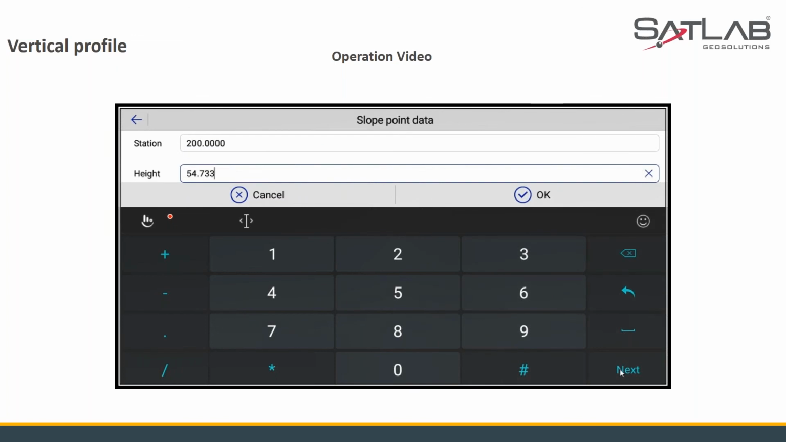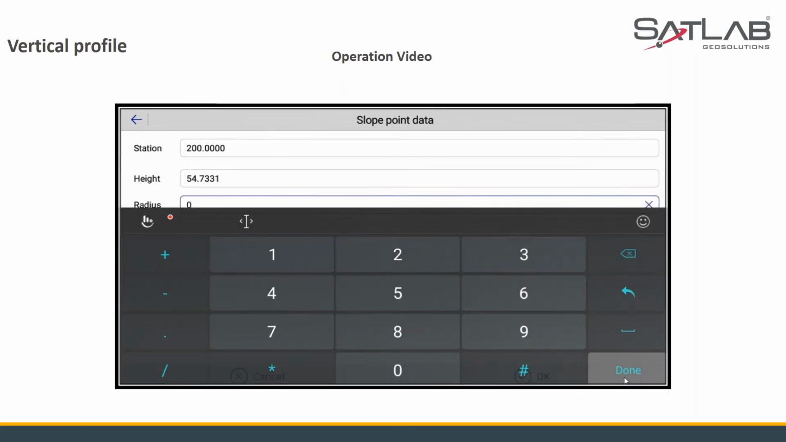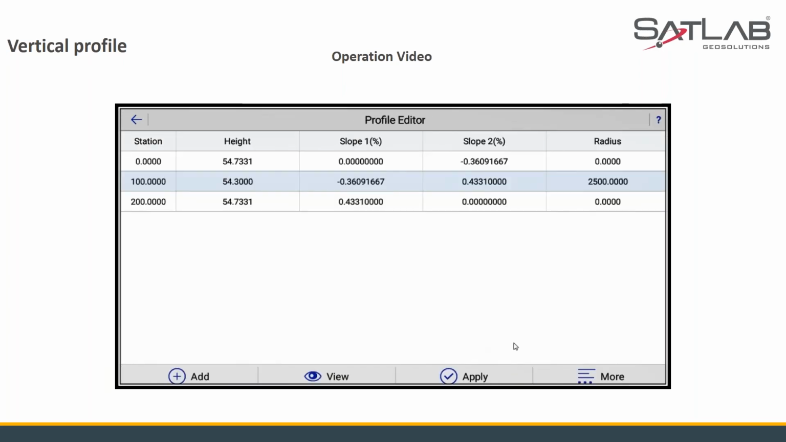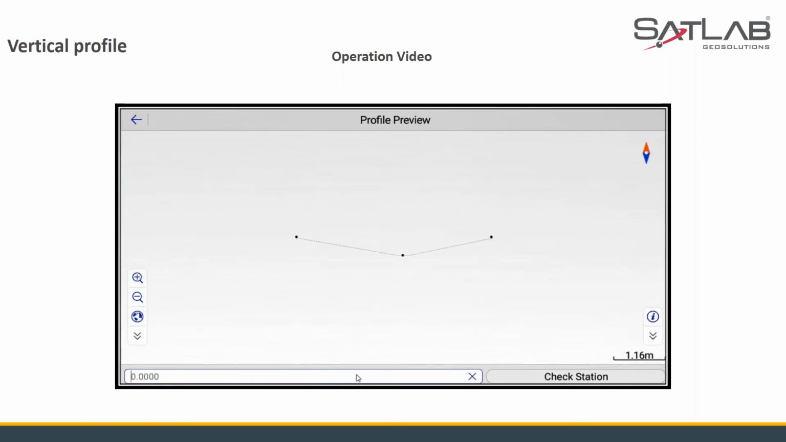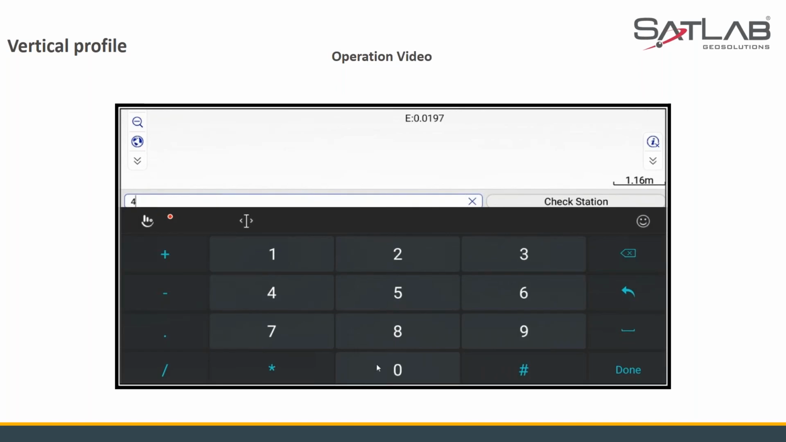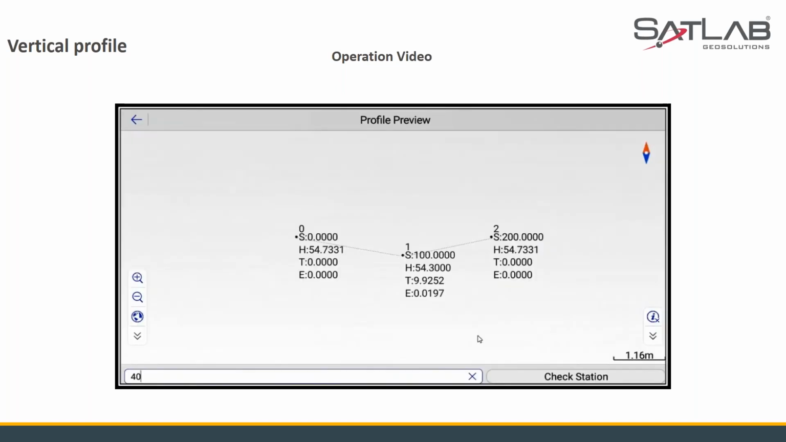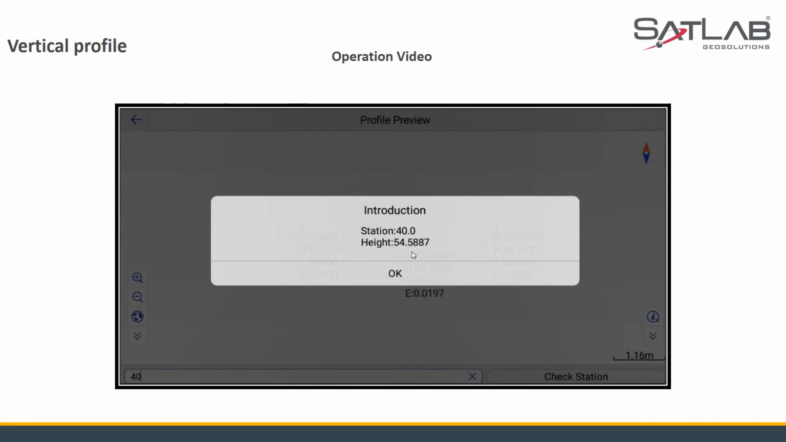Okay, the second point is at station 100. And then I have to give the height. Because it's a sag, the height will be less than point E, that's 53.3 only, 54.3 only, sorry. And then it comes back to normal, 54.7331.